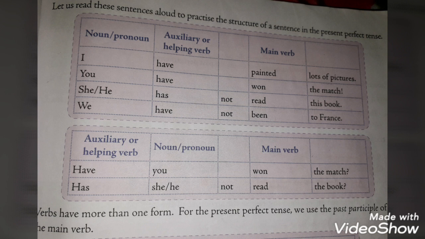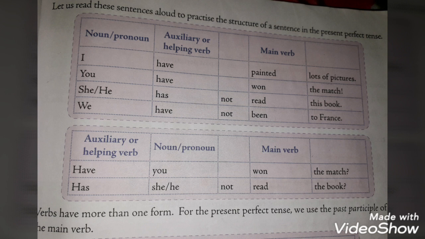She or he has not read this book. He or she is the pronoun here. Has is again the helping verb. Not. The main verb is read, this book. He has not read this book, or she has not read this book. Next is, we have not been to France. We is the pronoun, have is the helping verb, not, the main verb is been, to France. We have not been to France.